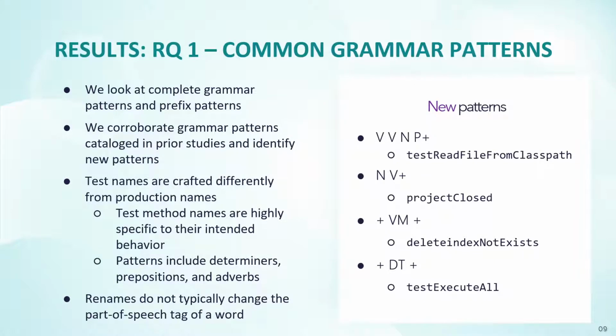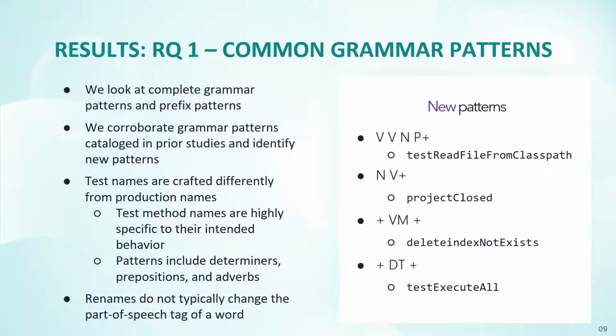RQ1 examines the part-of-speech tags associated with old and new names to identify grammar patterns that are specific to test methods. We looked at both the complete grammar pattern and prefix patterns. While we confirmed patterns identified in a prior study, we also detected additional grammar patterns specific to test method names. These new patterns include use of prepositions, noun followed by a verb modifiers, and determiners. While verb modifiers and determiners are not strictly patterns, we include them since they have not been discussed in prior literature and they appear in many patterns.